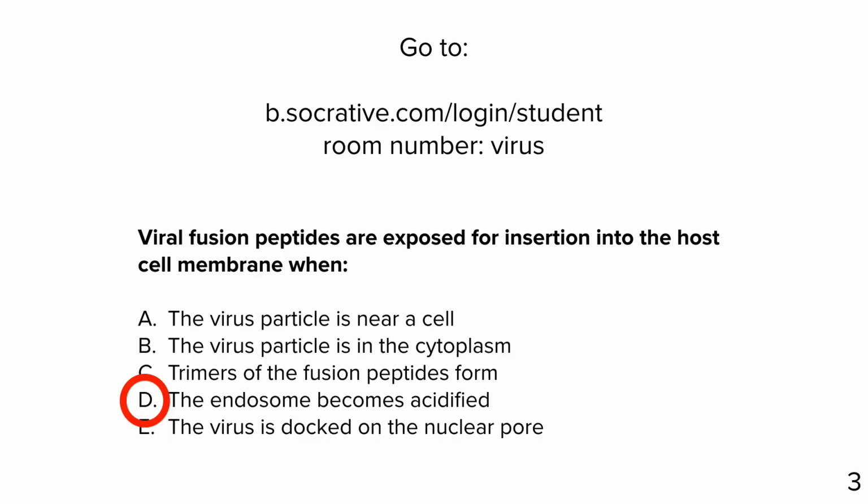You have to attach to the right receptor on the cell. In the cytoplasm, well, by then fusion has already occurred if the virus is actually in the cytoplasm. Trimers form. Trimer formation itself does not catalyze fusion. Remember, you have to have cleavage of the HA and low pH as one example. And the virus is docked on the nuclear pore. Those viruses are icosahedral protein-based viruses. They don't undergo fusion, like adenovirus. And we will talk about that in a moment.